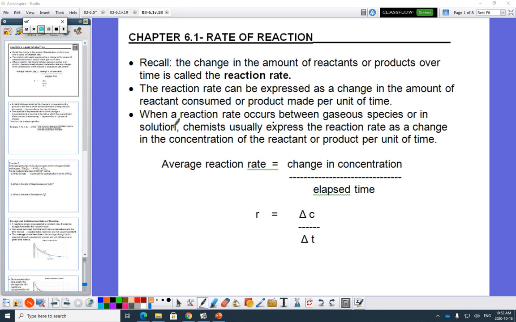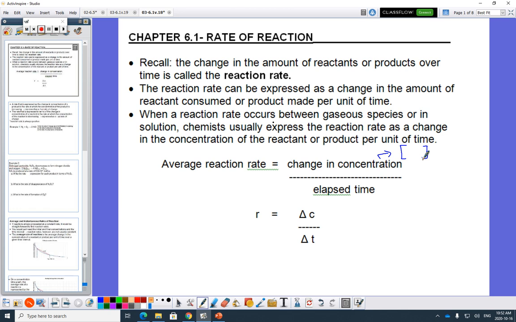So sometimes rate is written as the change in concentration over the change in time. We usually use little t to mean time. We reserve big T for temperature. And even more so than writing out the word concentration, what we're going to use are square brackets.